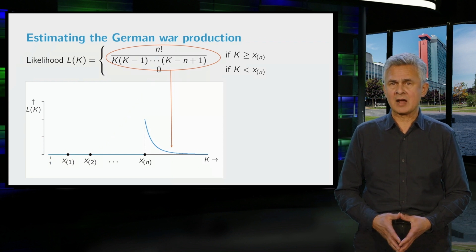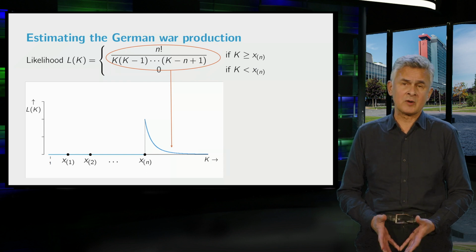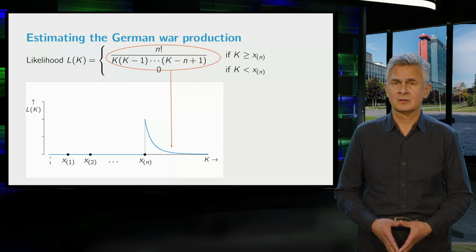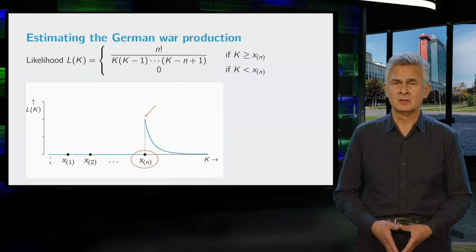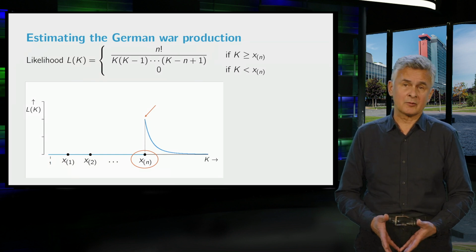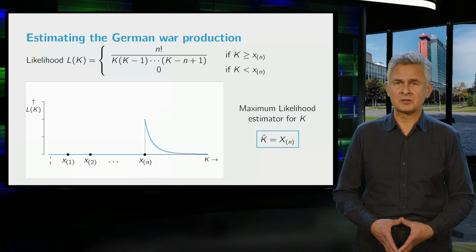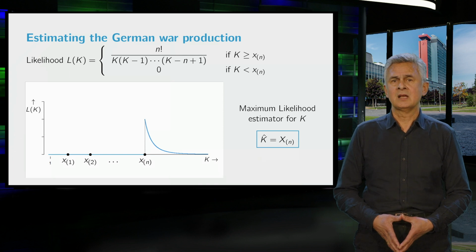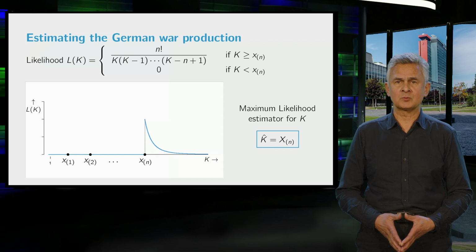Now, it is clear from the graph of the likelihood that we cannot differentiate to find the maximum, since the graph is not even continuous. However, it's also clear from the graph where the likelihood attains its maximum, namely for k equal to the largest observation. And therefore, the maximum likelihood estimator is equal to the maximum of our data. Now, when we inflate this with n plus 1 over n and subtract 1, we find estimator 2 of the serial numbers example in the first video of this week.